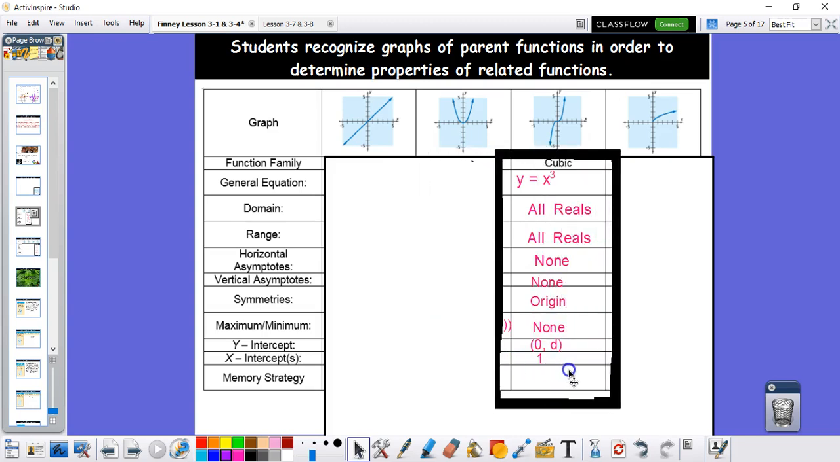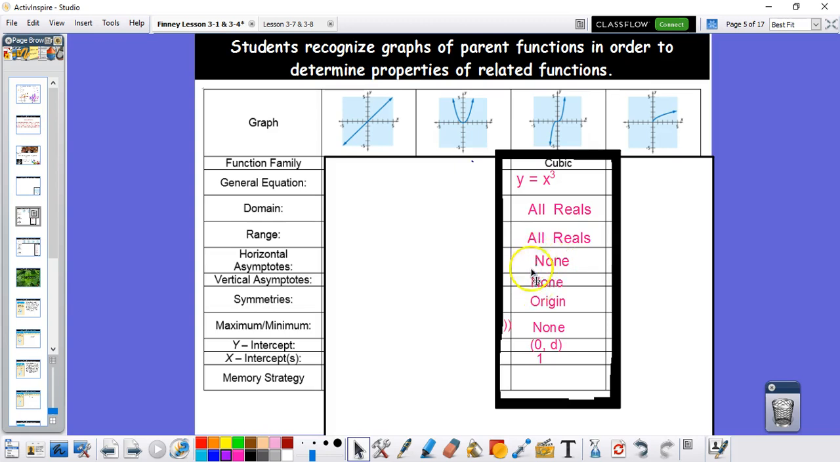Our cubic functions, this one happens to be symmetric to the origin, although not all cubic functions are. General equation is y equals x cubed. Our domain's all reals. Our range is all reals.